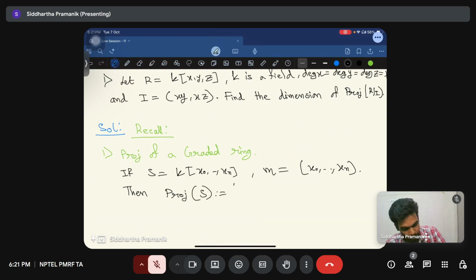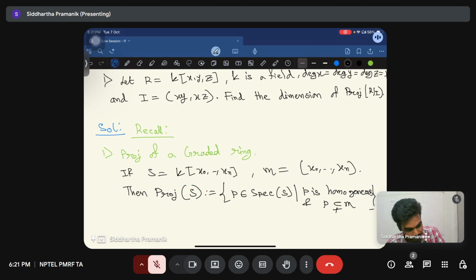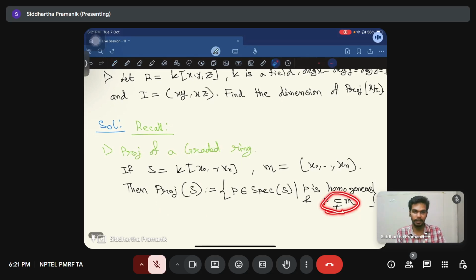the set of P belonging to Spec of S such that P is homogeneous and P is properly contained in M. So this is the set of all homogeneous prime ideals which are properly contained in the homogeneous maximal ideal, right? So this is the Proj of the graded ring S.